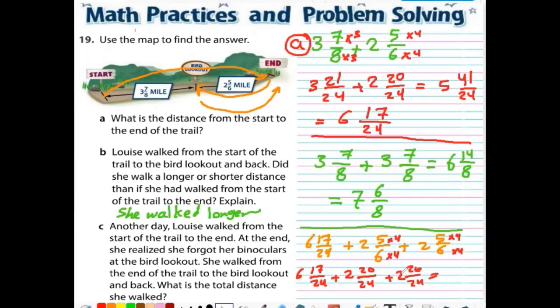You can add the fractions first, 20 and 20 and 17. So 20 plus 20 is 40, 40 plus 17 is 57 over 24. Then add the whole numbers. 2 plus 2 is 4, plus 6 is 10. So it is going to be 10 and 57 over 24.